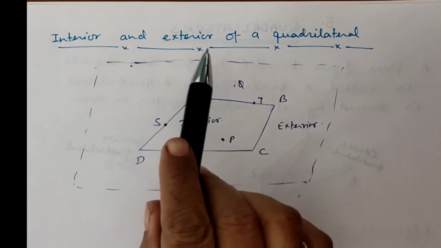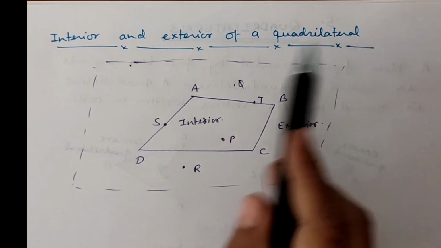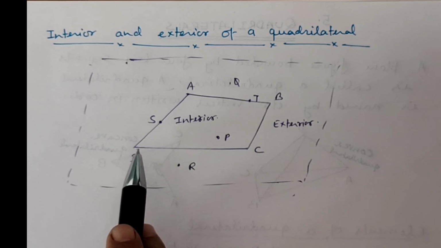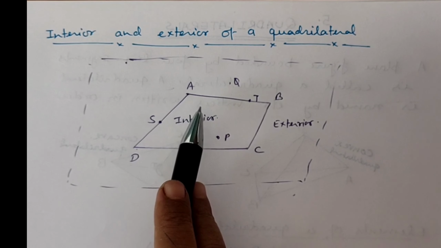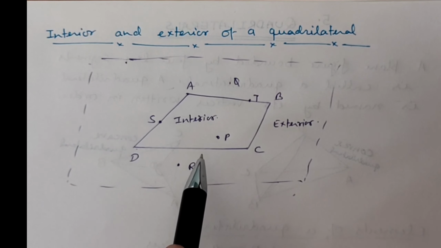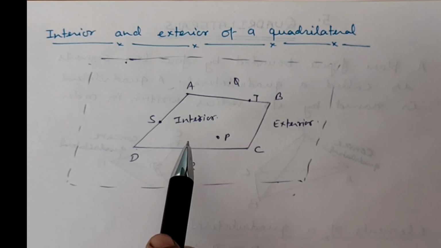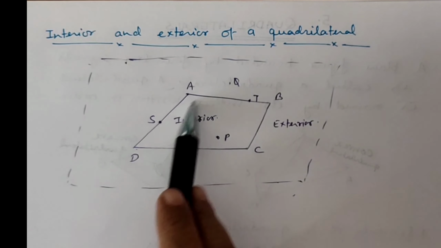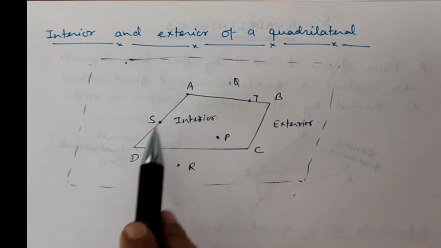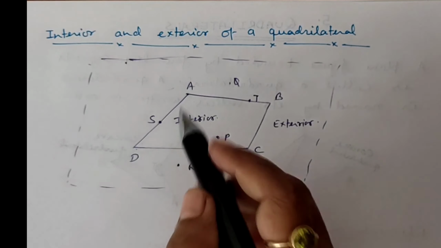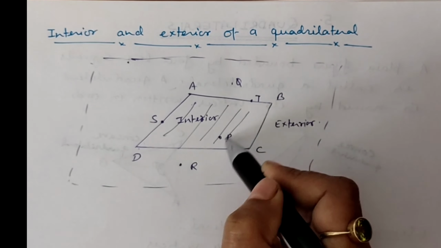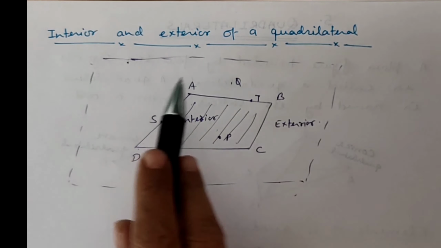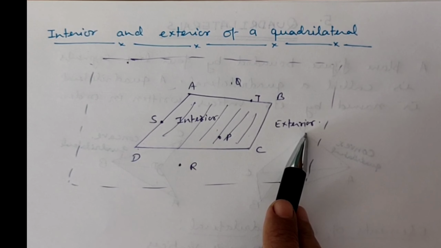Now, interior and exterior of a quadrilateral. You can see here I have drawn a quadrilateral A, B, C and D. If ABCD is a quadrilateral on a plain paper, then the part of the plane enclosed by the quadrilateral ABCD is called the interior of the quadrilateral. This part of the paper enclosed by ABCD, this region, is known as the interior, and the part outside of this ABCD is known as the exterior of the quadrilateral.